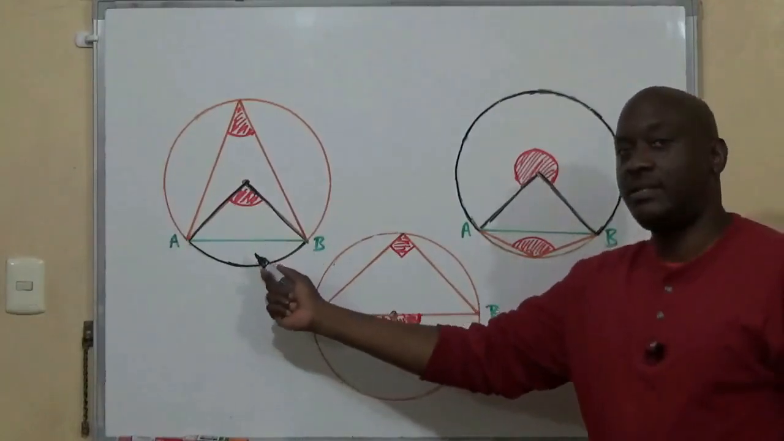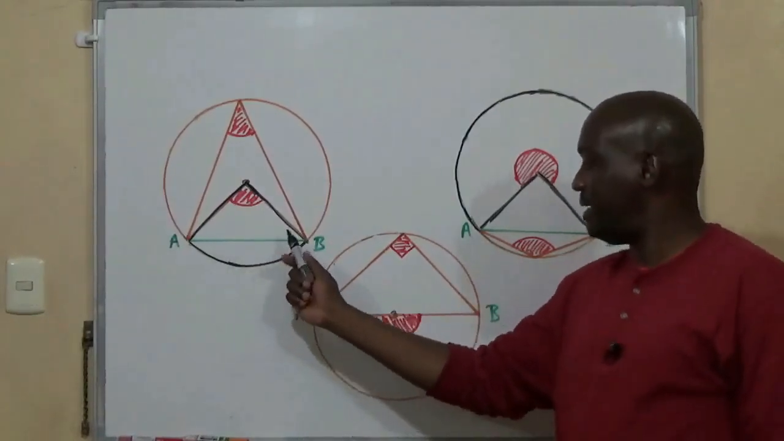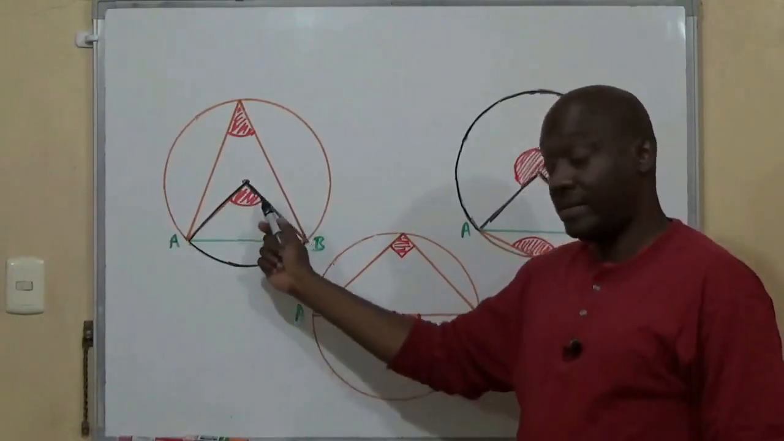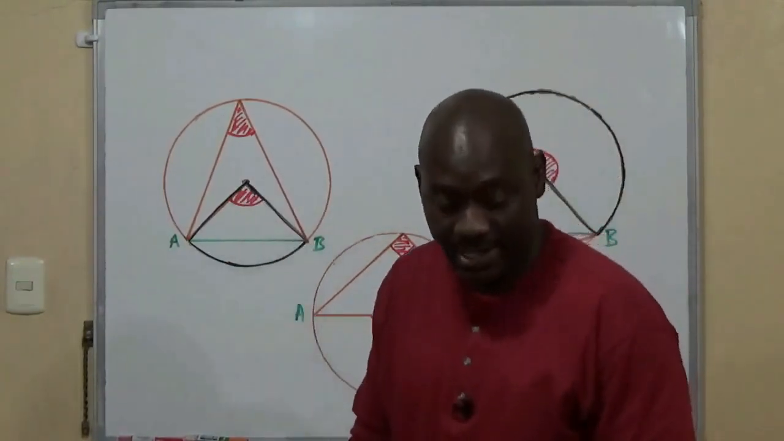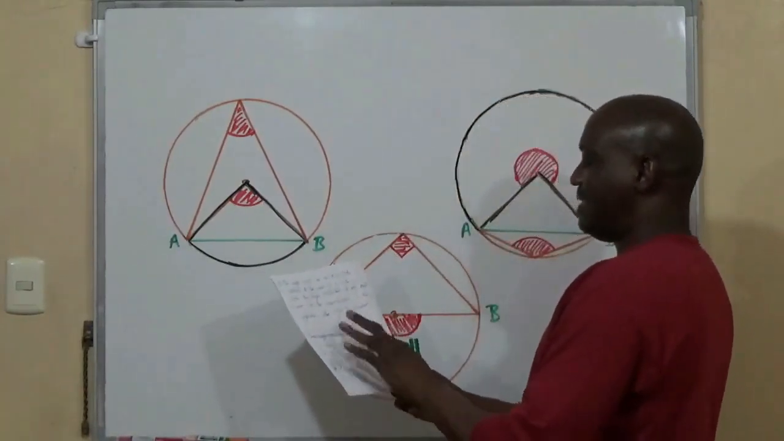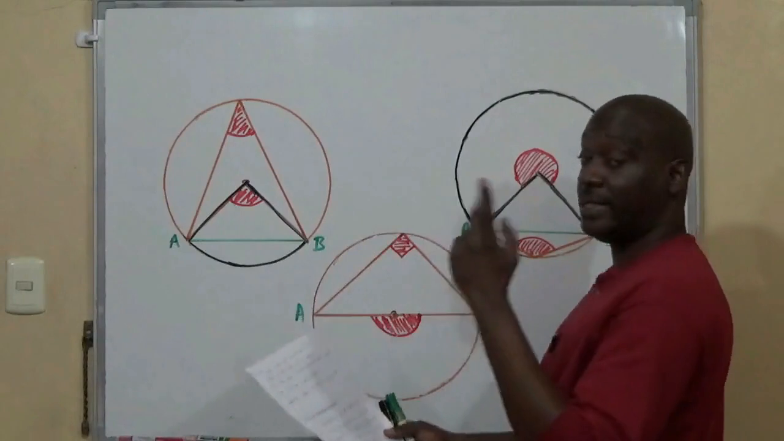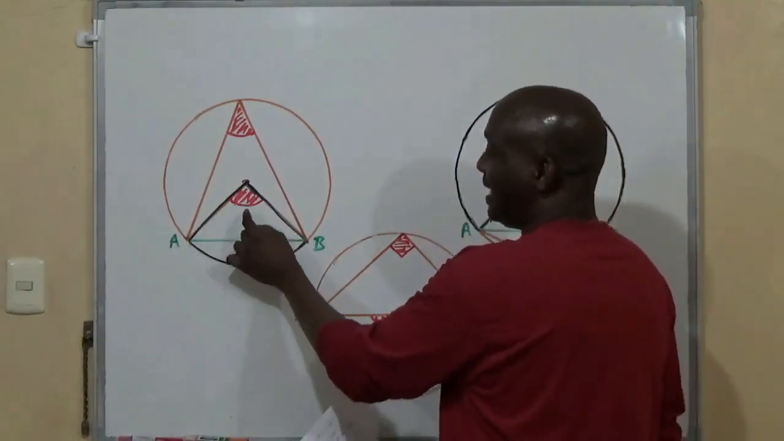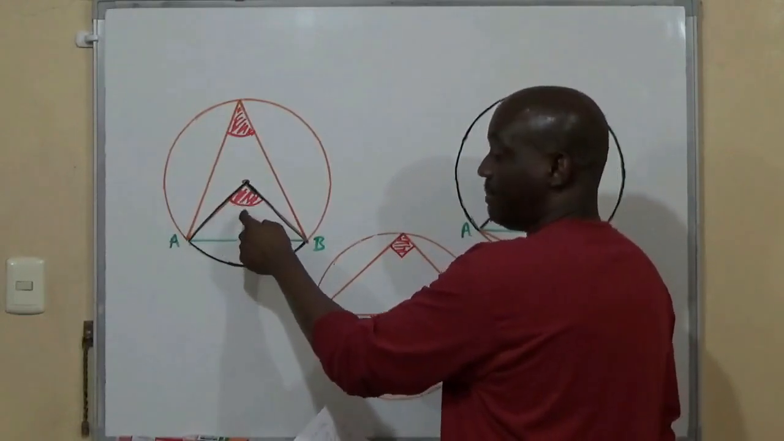So in this circle, we have the chord AB subtending this angle in the minor segment. And here, let me read the theorem again. The angle subtended by a chord at the center of the circle in one segment. Remember, there will only be two segments. So in this case, we are subtending the angle at the center in the minor segment.